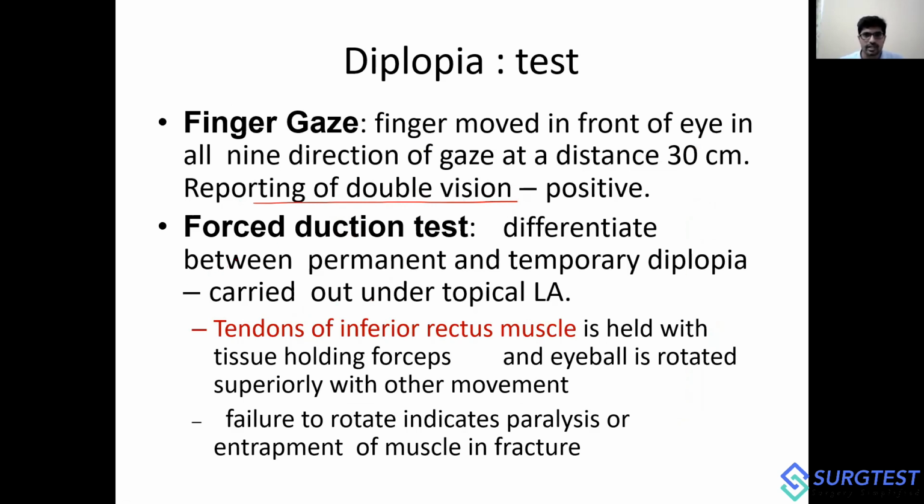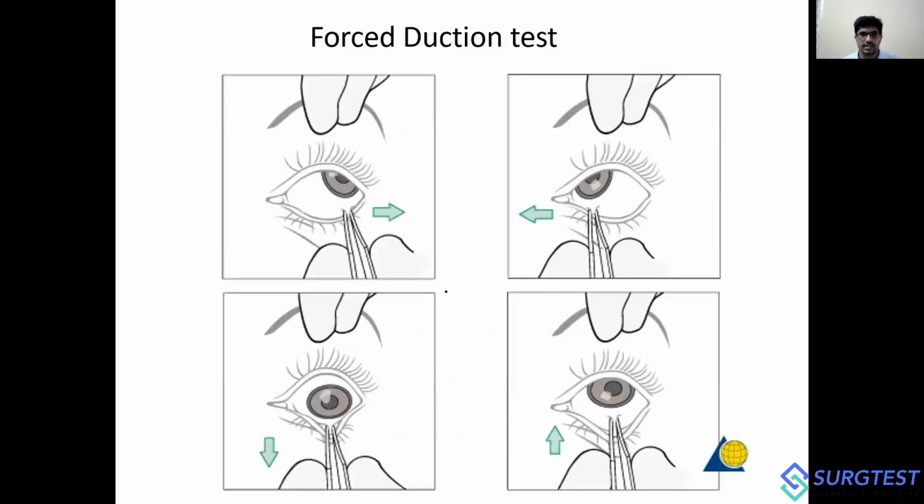Whereas in case of the force reduction test, we differentiate between permanent and temporary diplopia. If there is a failure, the test is positive, then it indicates paralysis, that is permanent paralysis of the muscle. If there is only entrapment, this amounts to only temporary diplopia. If we release the entrapment or fix the fracture, then the possibility is that the double vision will subside.